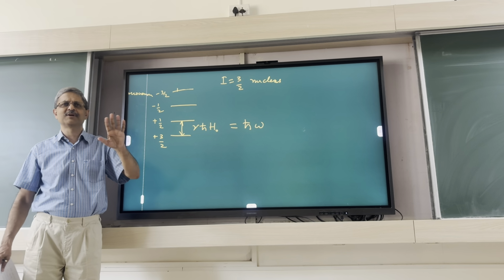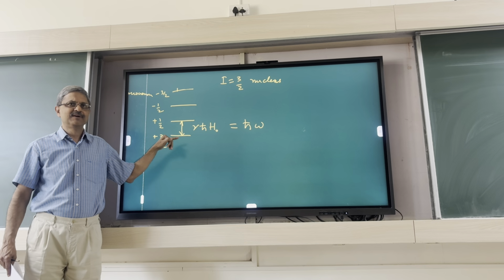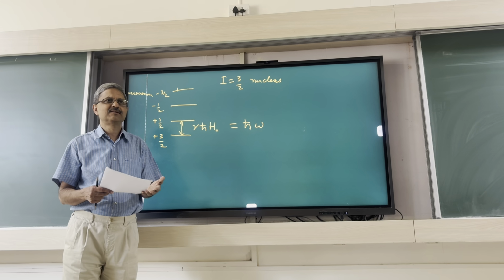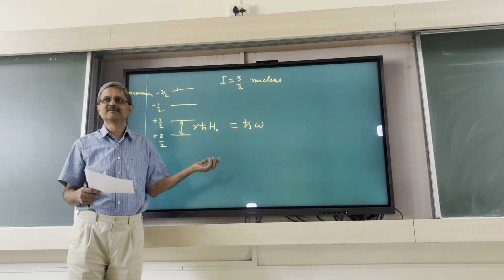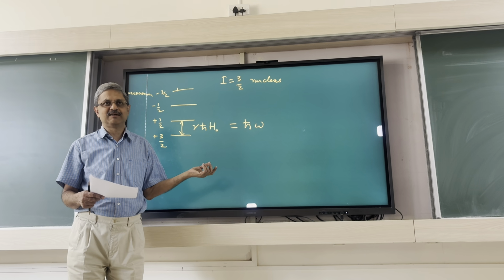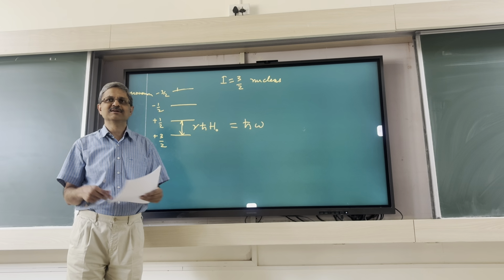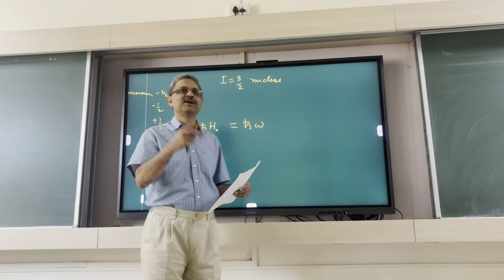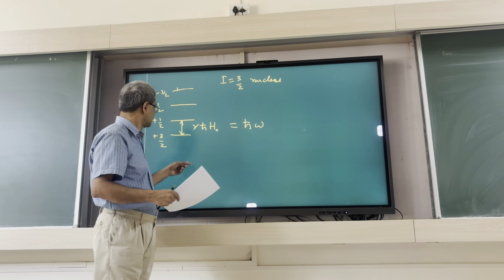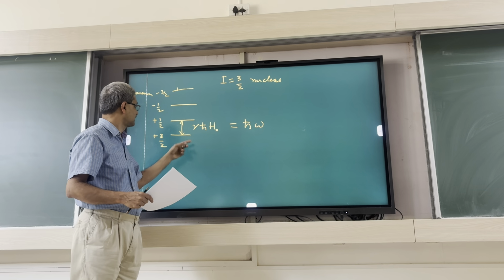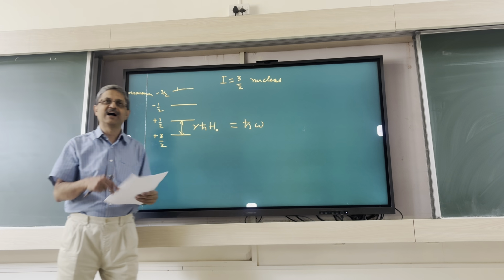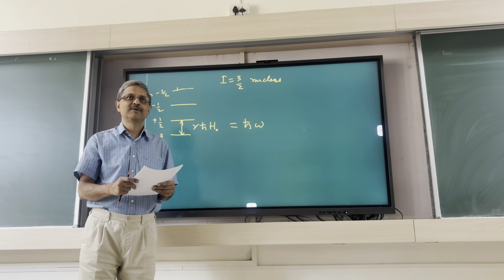Any transitions between these levels require a transverse field. You can give all kinds of arguments. If you have an operator with just Iz, you cannot change the m sub I. If you have a raising or lowering operator, that can change from plus half to minus half or 3 half to half, right? So it's only Ix or Iy which can do that.